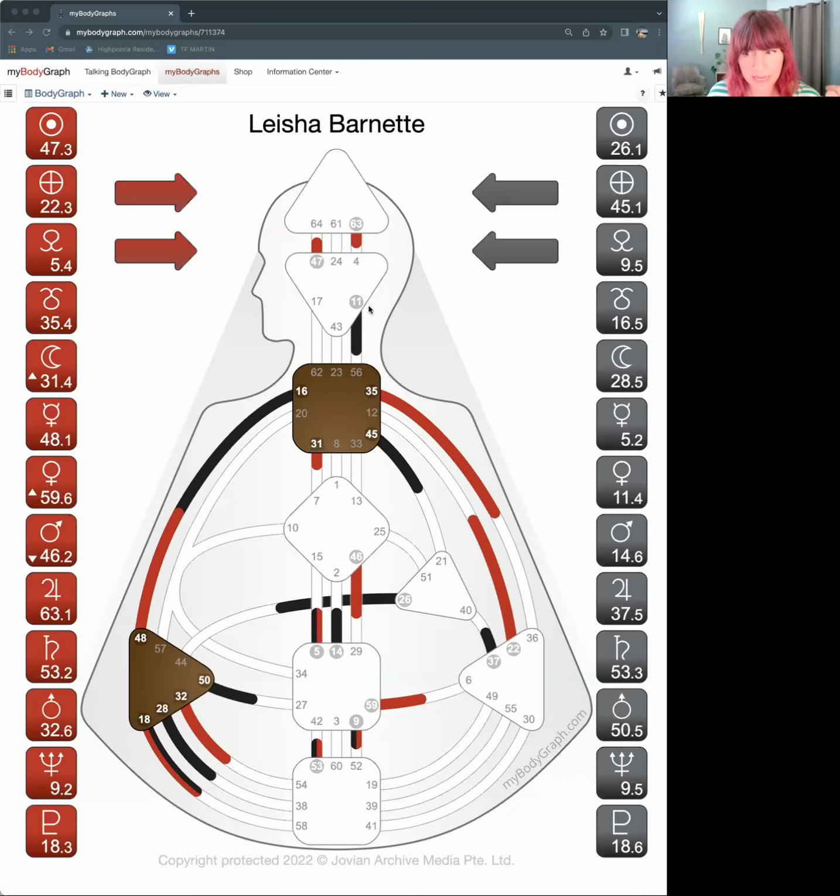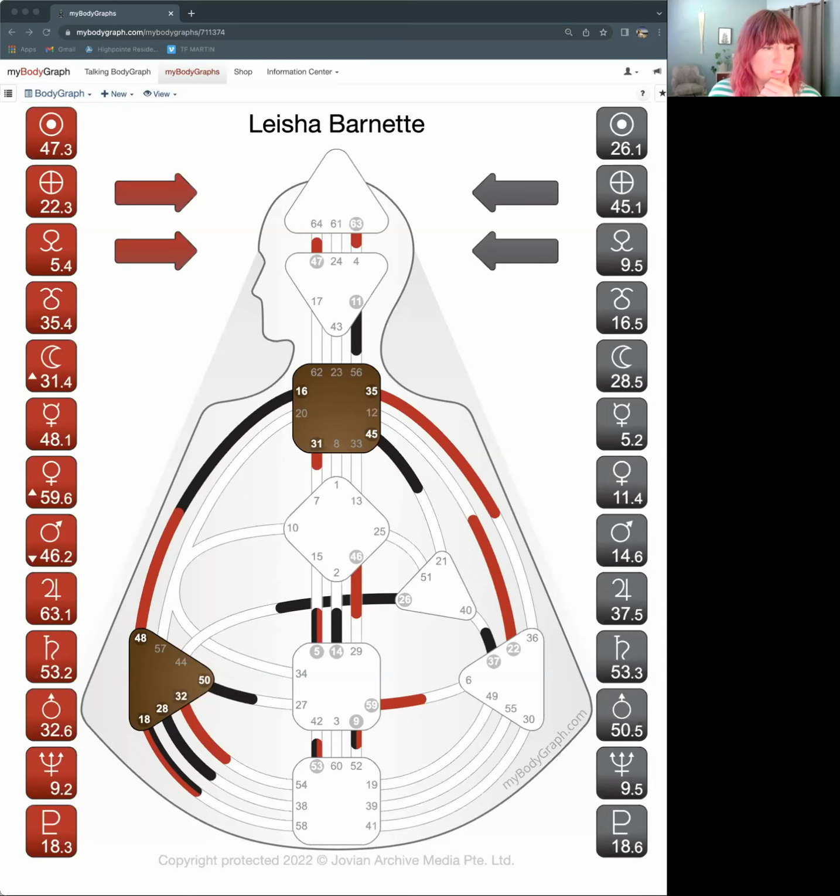So it's the gate of ideas. If someone has the gate 11 activated, they probably have ideas out the wazoo, right? Now, if you're undefined, then it's going to be inconsistent with when you share them, whether it's invited to be shared, whether they manifest into anything or not.